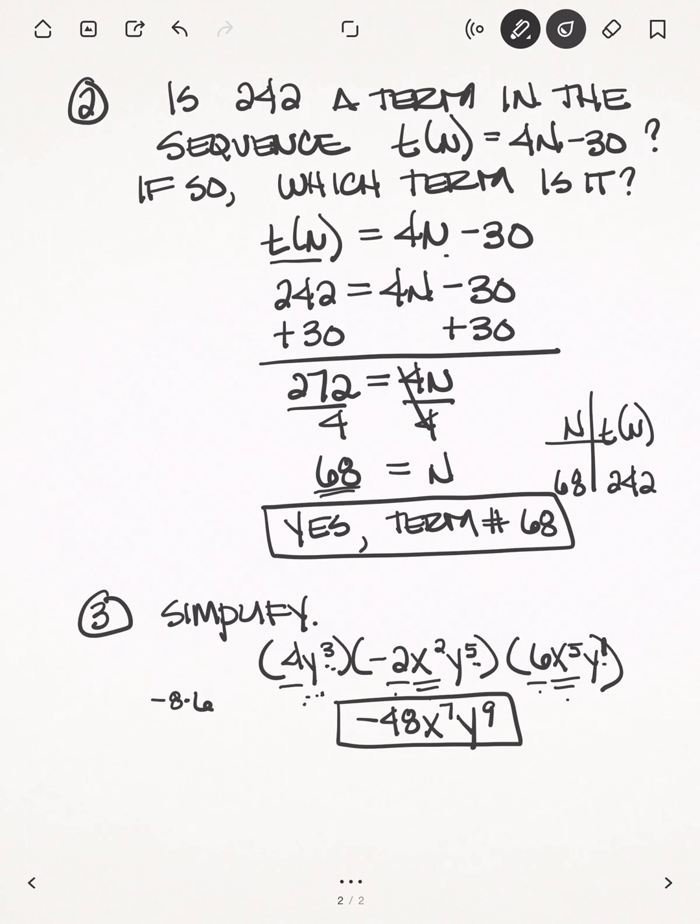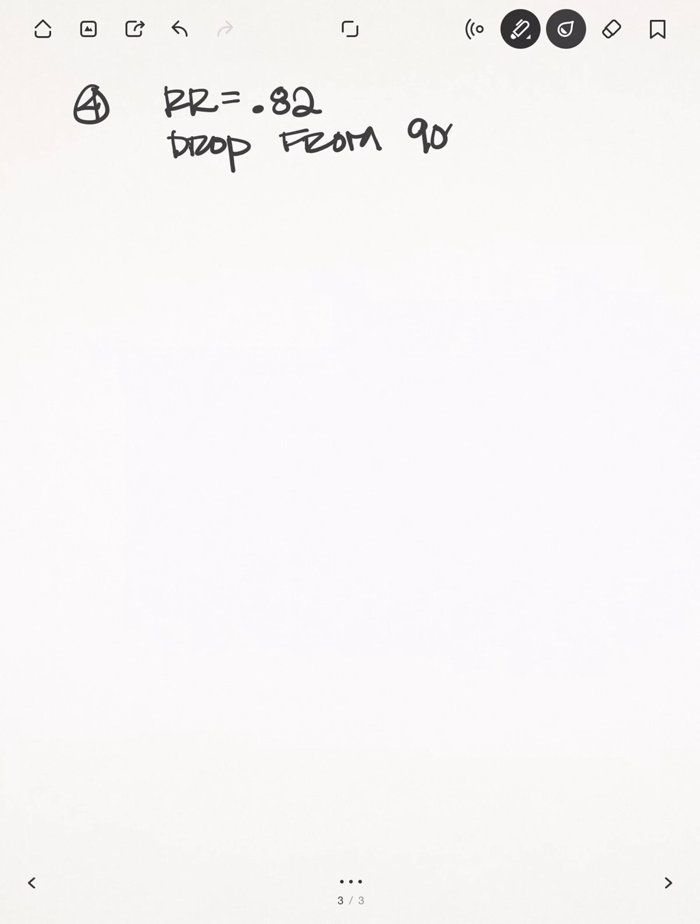Okay, next problem. Okay, number 4. Suppose we have a ball and its rebound ratio is 0.82. We drop the ball from 900 feet. What is the rebound height?